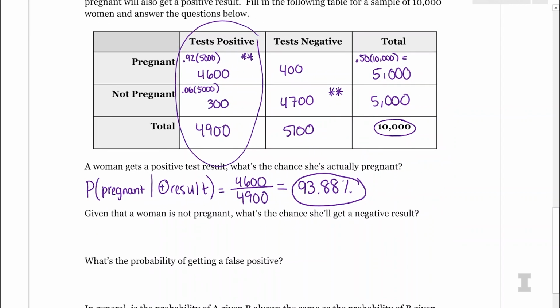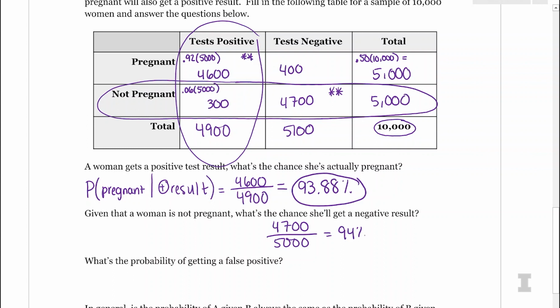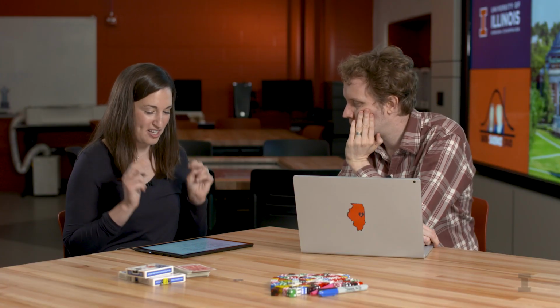93.88%. Next, it says, given that a woman is not pregnant, so we know they are one of these 5,000 people who are not pregnant, what's the chance she'll get a negative result? And that is 4,700. If I look in the row for not pregnant, 5,000 total, 4,700 will test negative. And that's 94%. And both of these are asking about, okay, they're saying she's pregnant, what's the chance the result is positive? And then not pregnant and negative. They're both kind of the right things that should happen.